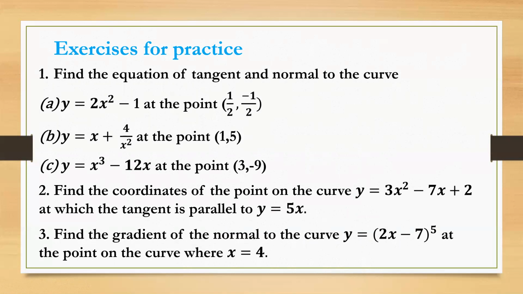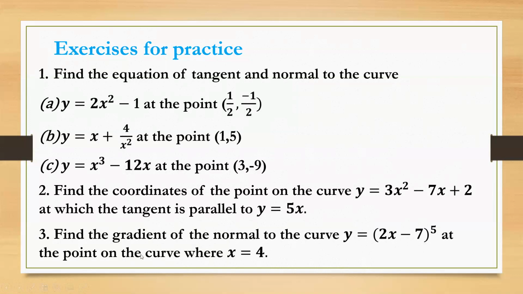Second question, find the coordinates of the point on the curve at which the tangent is parallel. What do you know about parallel lines? Do you still remember that parallel lines have the same gradient? So here you will need to find dy by dx. And because the tangent is parallel to this line, this means that the gradient will be equal to 5. So you equate the gradient to 5. You find the coordinates. That is, you will find x, then you need to find y.